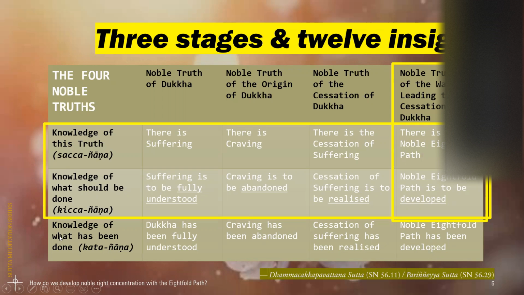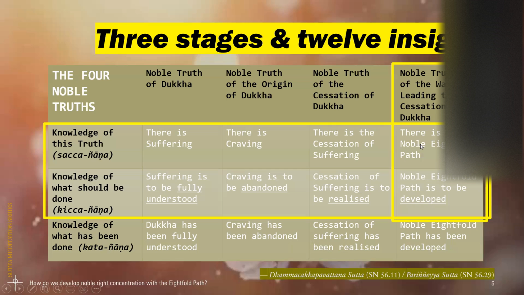The third stage is really the arahant, the one who has fully awakened and liberated. So they already know what has been done. So dukkha has been fully understood, craving has been abandoned, cessation of suffering has been realized, and the Noble Path has been developed. So in today's session, we will be focusing on this column here, the Noble Eightfold Path.